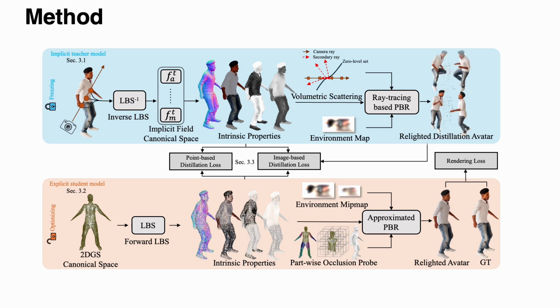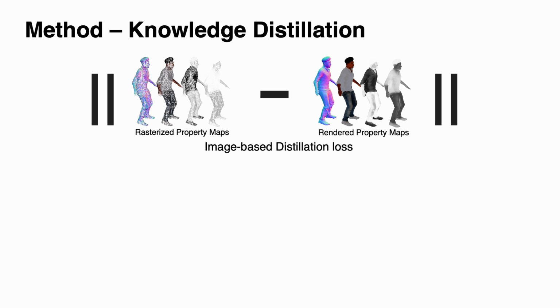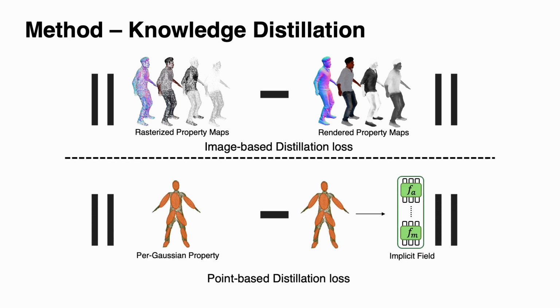To further distill the inductive bias from the implicit teacher, we randomly sample some driven poses to render distillation avatars to help the student model generalize well to out-of-distribution poses. For the image-based distillation loss, we calculate the loss between the rasterized intrinsic properties map from 2DGS and the rendered ones from our teacher model in training views. For the point-based distillation loss, we query the implicit field from our teacher in canonical space for each Gaussian primitive as supervision signals to regularize both visible and occluded areas.